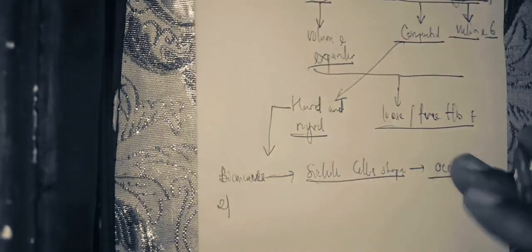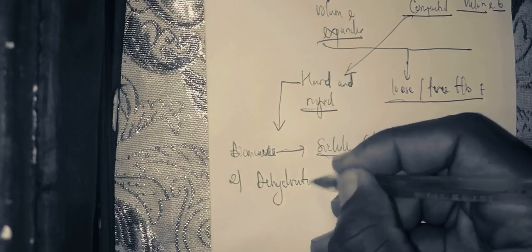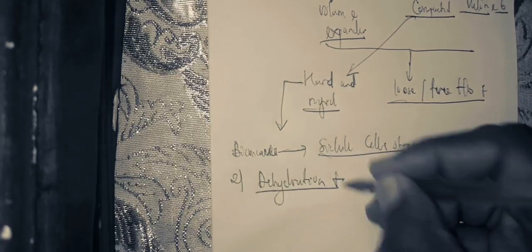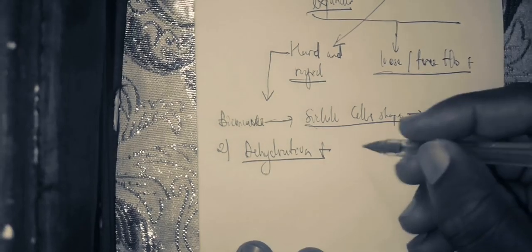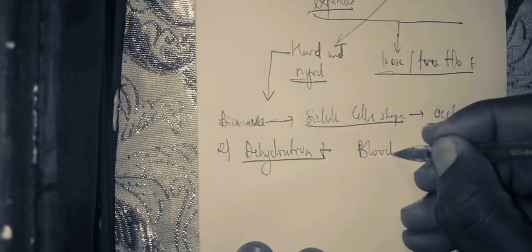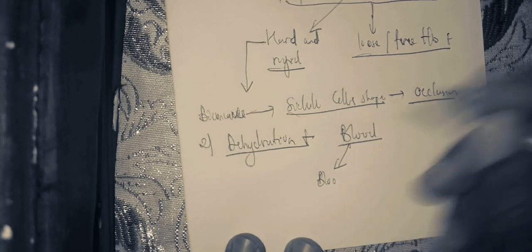The second mechanism is the dehydration mechanism. Is it clear? To explain dehydration, you need to know that blood is made up of two major elements. It's made up of the blood cells. Is it clear? So I'll explain dehydration in the back part.